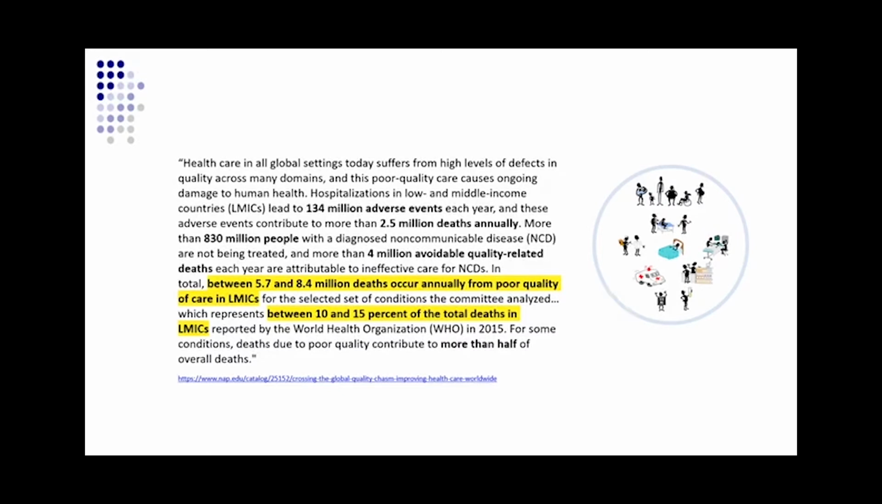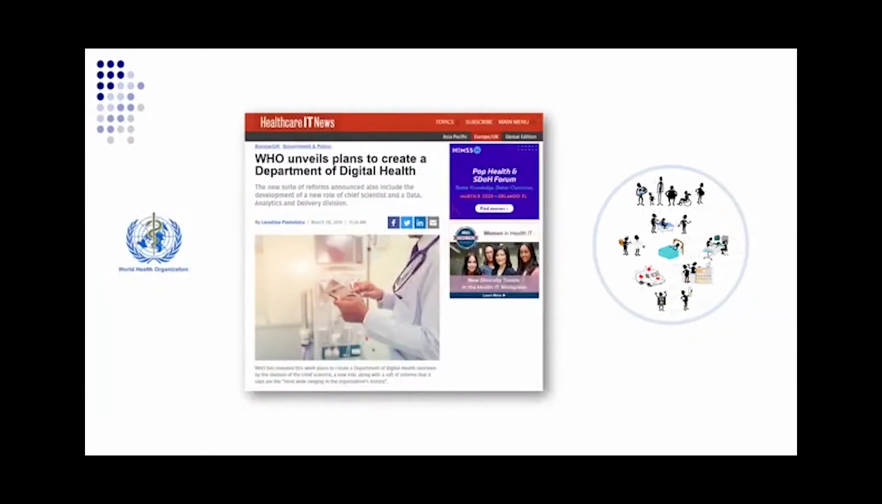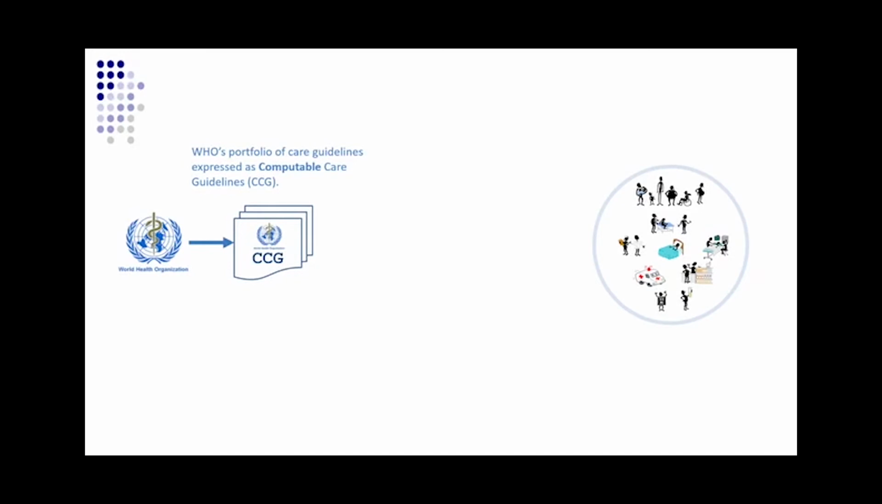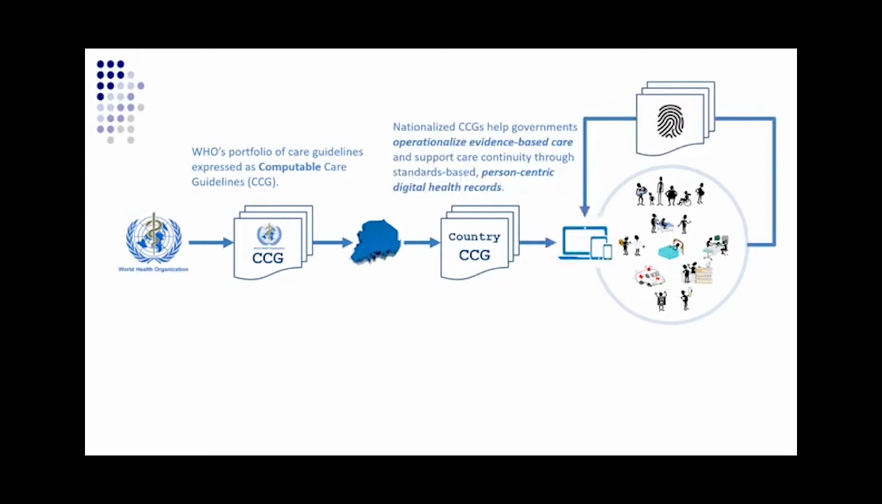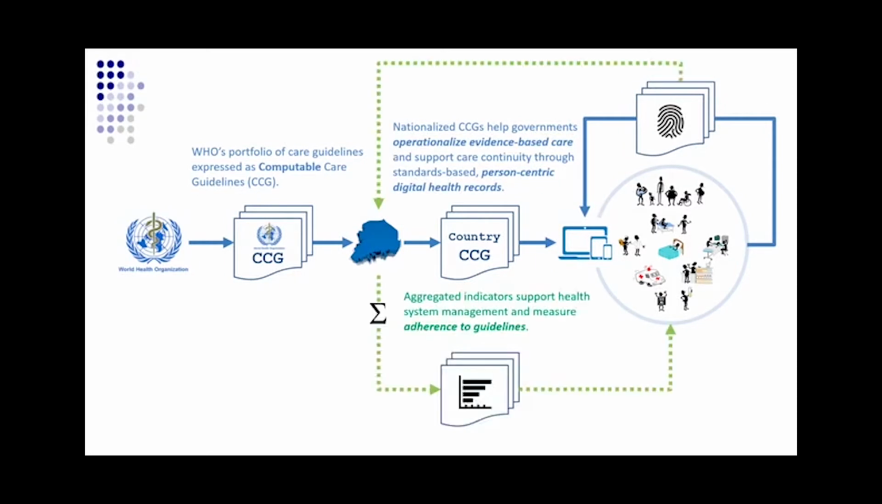This is a big deal, and WHO is doubling down on digital health as a way to help get it done. Over the coming years, WHO plans to co-publish all of its more than 50 care guidelines as computable guidelines. The global guidelines can then be adopted and adapted by countries to operationalize person-centric, evidence-based care within their national care delivery networks. The coded person-centric health data can be aggregated to generate health system management indicators. These indicators can help the countries more effectively operate their care delivery networks.